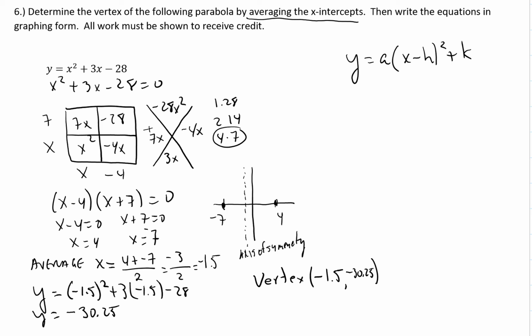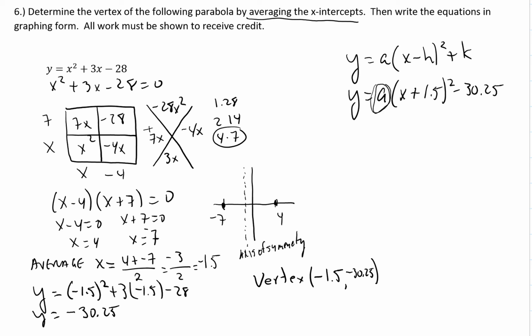So now you just plug it into the equation and you got y equals a times x. So this is a minus, so minus a negative is plus. Oh, no, I'm sorry. We want the h value, which is x, so this is going to be plus 1.5 squared, and then this is minus 30.25. Okay, so now when you look at this, we need the a value.